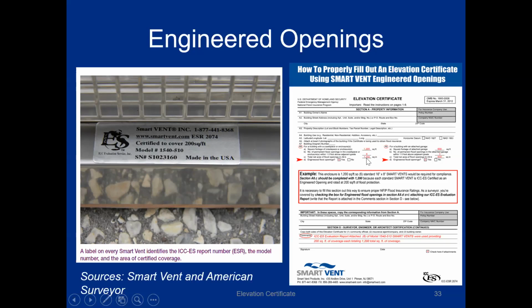SmartVent tells you to put in the effective opening area. Well, according to the elevation certificate checklist, you should be putting in the actual net opening. And later on, again according to the checklist, you put in the comment section what the effective opening is. So I wanted to point that out to everybody.